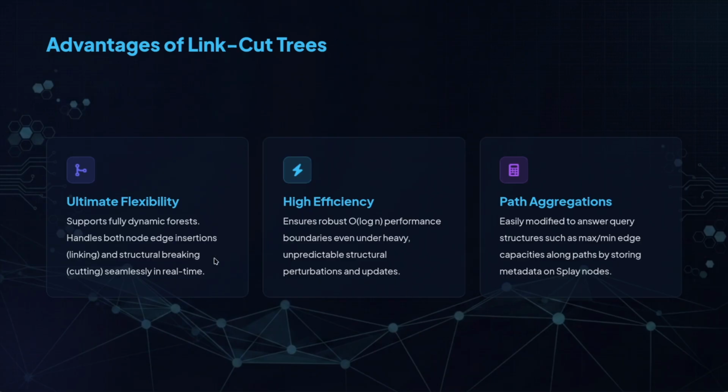Second is high efficiency. As we just proved with our potential function analysis, it guarantees strict big O of log N performance limits. Even under unpredictable heavy updates, the operations stay incredibly fast. Third, it excels at path aggregations. Because paths are managed by internal splay trees, you can store metadata directly on the splay nodes. This allows you to query things like minimum or maximum edge capacities along any path almost instantly.